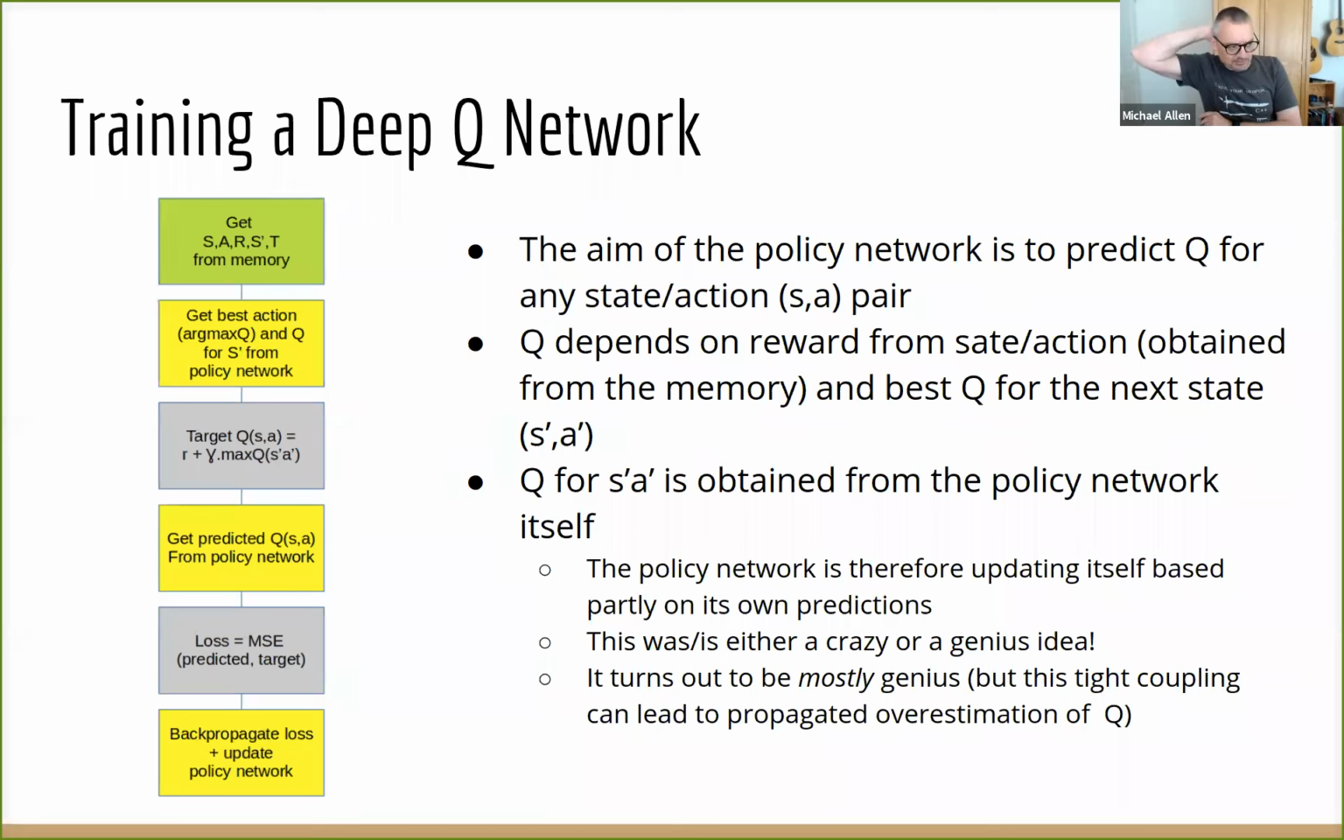So training a deep Q network. This happens each time we take an action. We might get several things from the memory, but let's just take one. So we go to our memory, and in this instance, we select completely at random something that happened in the past. So what state we're in, what action we took, what reward, what new state, whether it's terminal or not. Now, taking that, we get the best action from the next state, S prime, from our policy network.